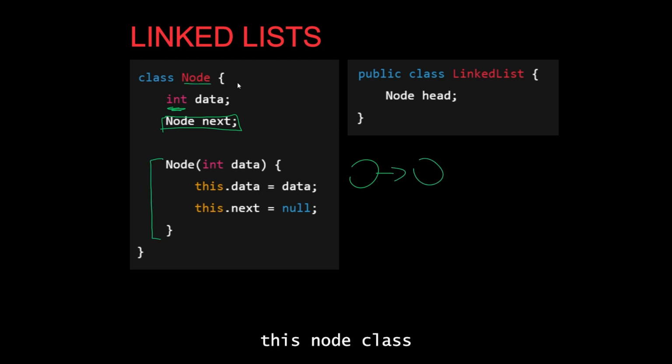Now you'd want to take this node class and create a node head in your linked list class. This is the class that you're actually going to create an object for when you want to make a list of something. And if you want it to be even faster, you would actually also create a node tail.